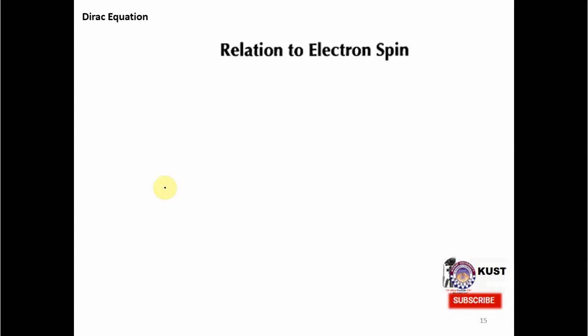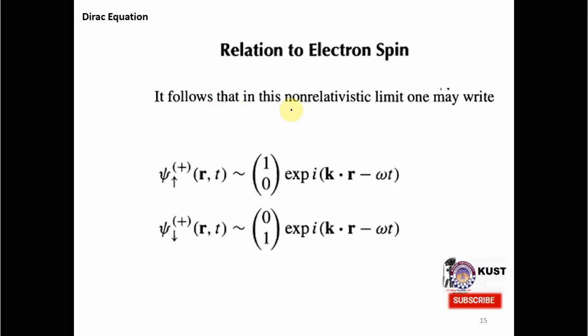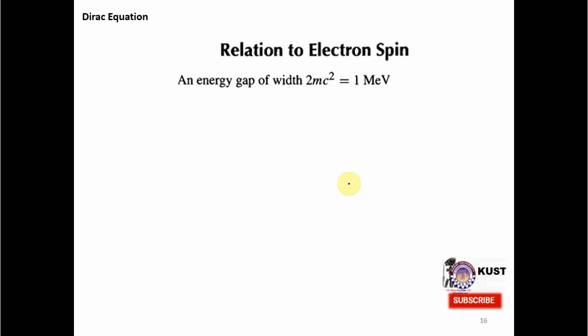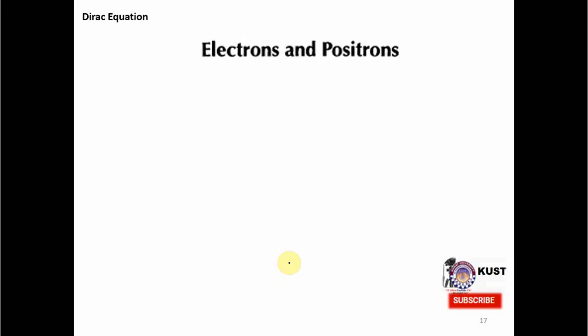Okay, so now the relation to the electron spin. It follows that in the non-relativistic limit one may write the solution, as you can see, ψ plus up and ψ plus down. So it predicts also 2 types of electron, up and down, and this is the (1 0) and (0 1) representation. We have written this ψ in terms of plane waves, and you can see that there is an energy gap of 2mc², about 1 MeV, and from there we see that we have 2 solutions. One is a positive energy solution and another is a negative energy solution corresponding to the antiparticle called the positron.